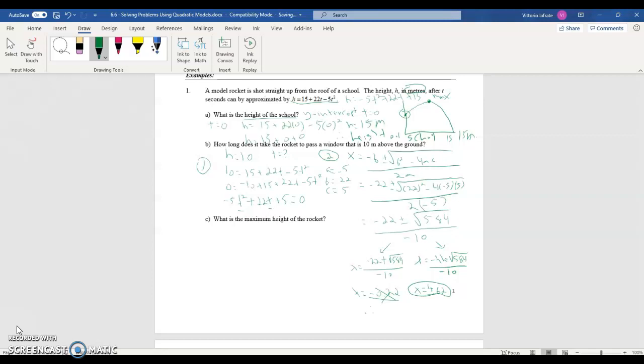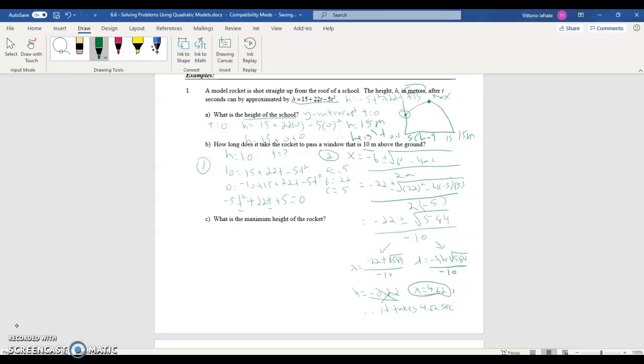Therefore, it takes 4.62 seconds to pass a window that's 10 meters above the ground.